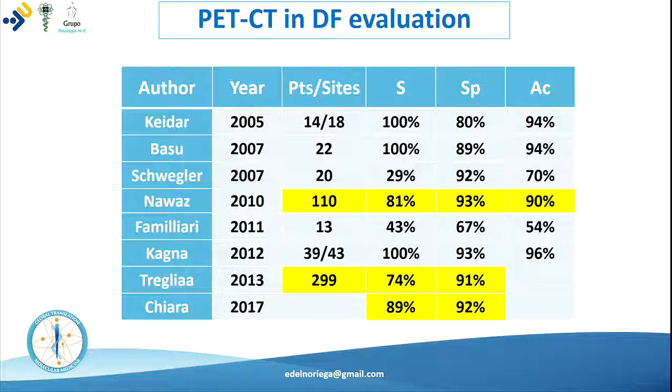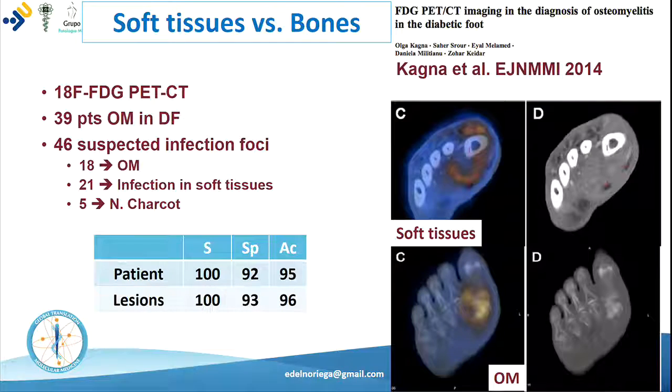Also, in PET-CT, there are many papers about diabetic foot evaluation. One utility of the PET-CT is to confirm whether soft tissue or bone is affected. In the first patient, we can see isolated swelling in soft tissue with surrounding uptake without bone involvement, so there is no osteomyelitis. By contrast, in this case, we can see an intramedullary uptake corresponding with bone destruction on CT, indicating osteomyelitis.